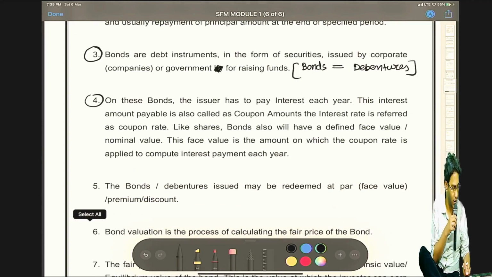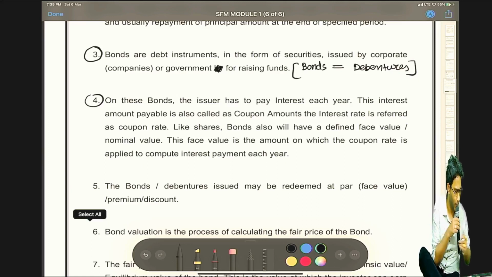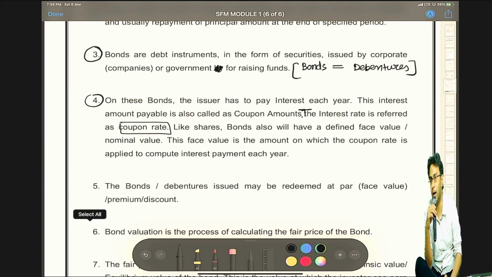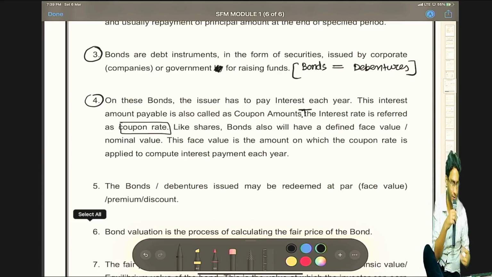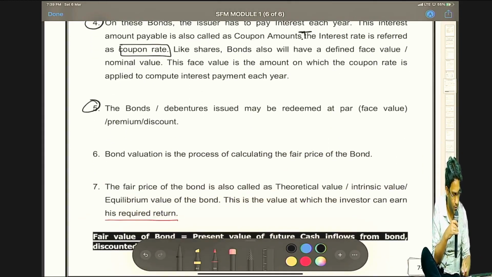On these bonds, the issuer, the issuing company, has to pay interest each year. This interest amount payable is also called the coupon amount. The interest rate is referred to as the coupon rate. Whatever interest the bond or debenture pays, you should not call it interest per se. You should call it a coupon amount. Interest rate on the bond is called the coupon rate. Like shares, bonds also will have a defined face value or nominal value. This face value is the amount on which the coupon rate is applied to compute the interest payment each year. The bonds or public debentures issued may be redeemed at par, premium or discount.